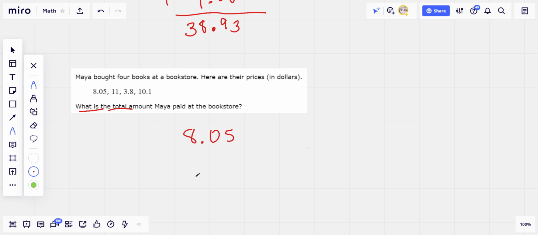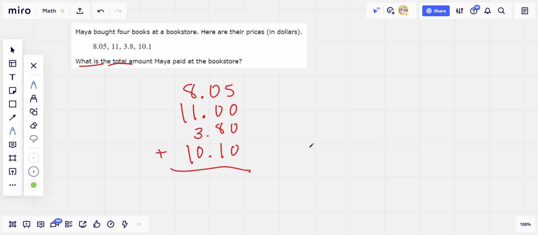So there's our 8. The 11 is going to go right here because the decimal point is hiding there. 3.8 is going to go here. And 10.1 is going to go there. And then we just fill in with trailing zeros to make it all look nice. Okay, so now we're ready to add. That first column, it's just 5 and a bunch of zeros, so that adds up to 5. Second column, 0, 0, 8 and 1 is 9.